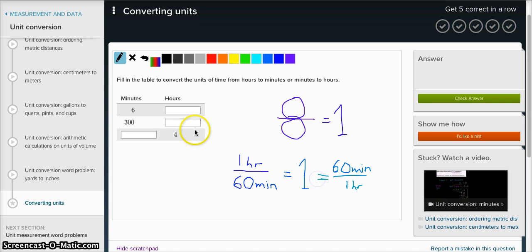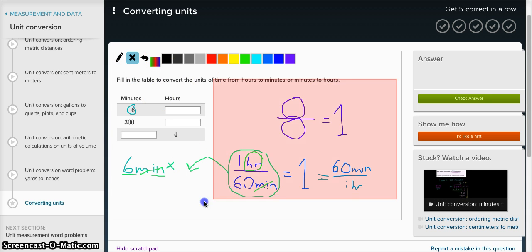So how do I use this to do these problems? If I look at this 6 minutes and I want to convert that to hours, if I multiply this by 1, it's still going to equal 6 minutes. But since this fraction is equal to 1, if I multiply by it, it will still equal 6 minutes. The minutes here and here will cancel out, so I'll be left with hours as my new units. I'm going to show you that again so you can see more clearly.